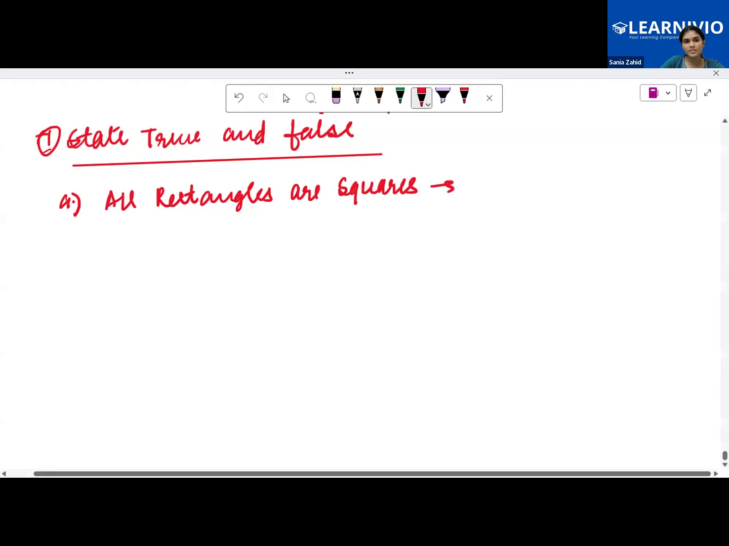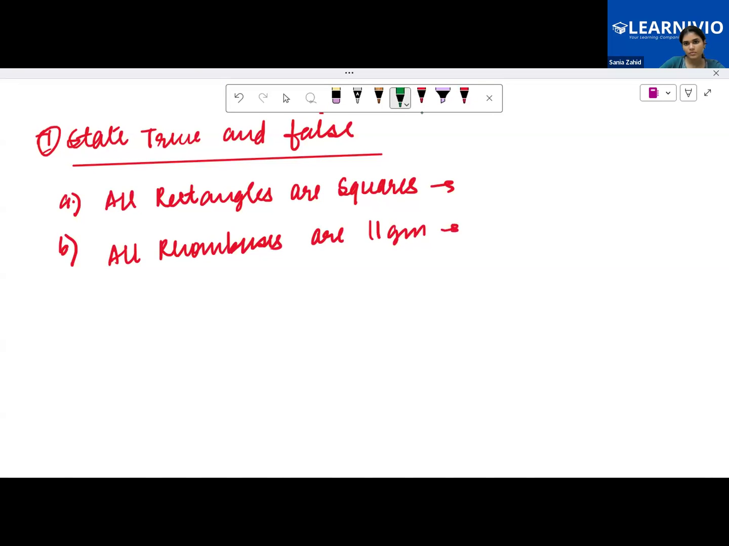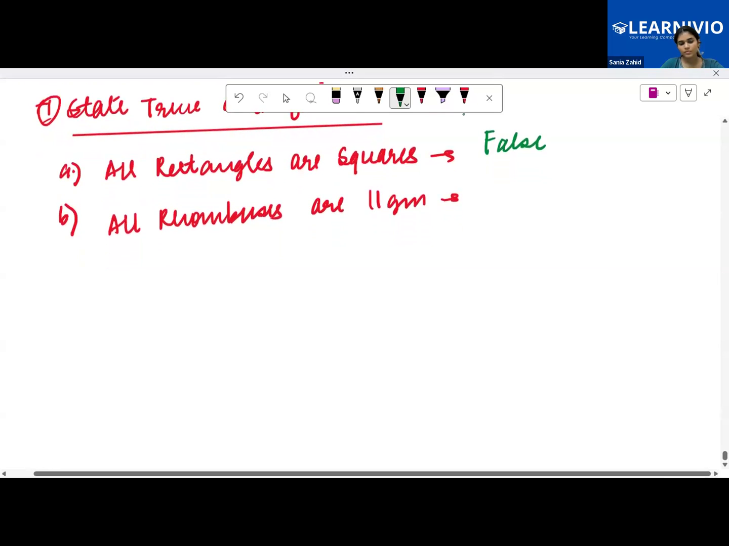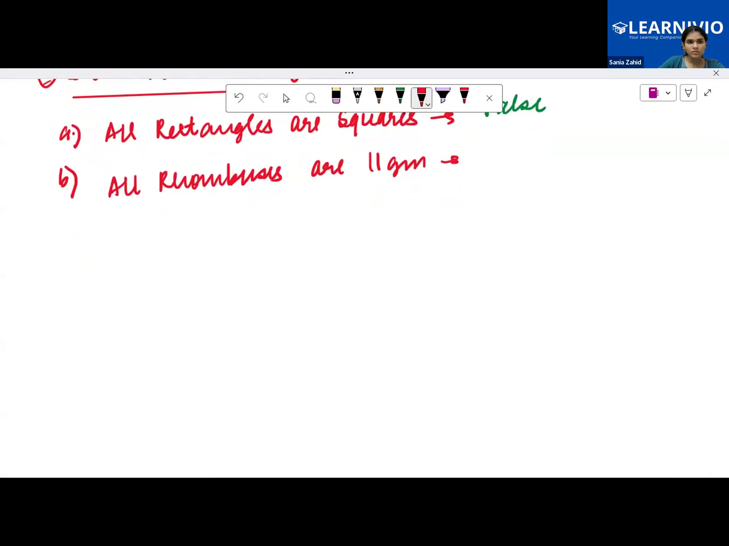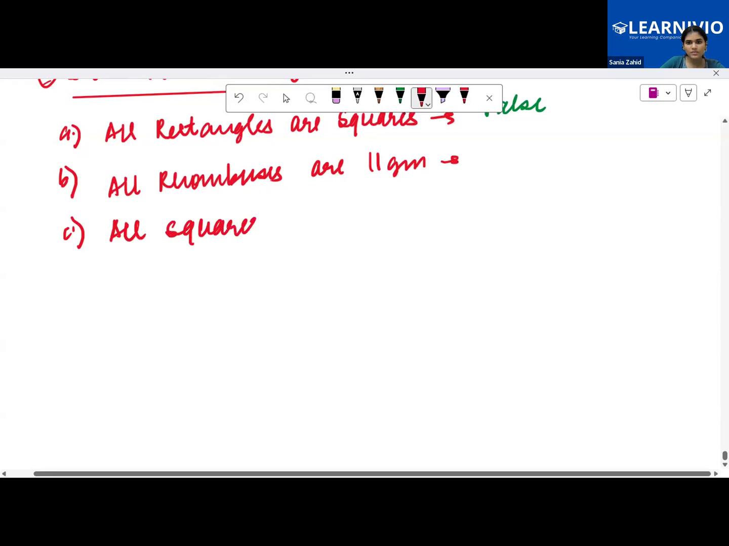Do you think all rectangles are squares? False. False. Okay. All rhombuses are parallelogram. False. Amar, what about you? True. Yeah, it's true.